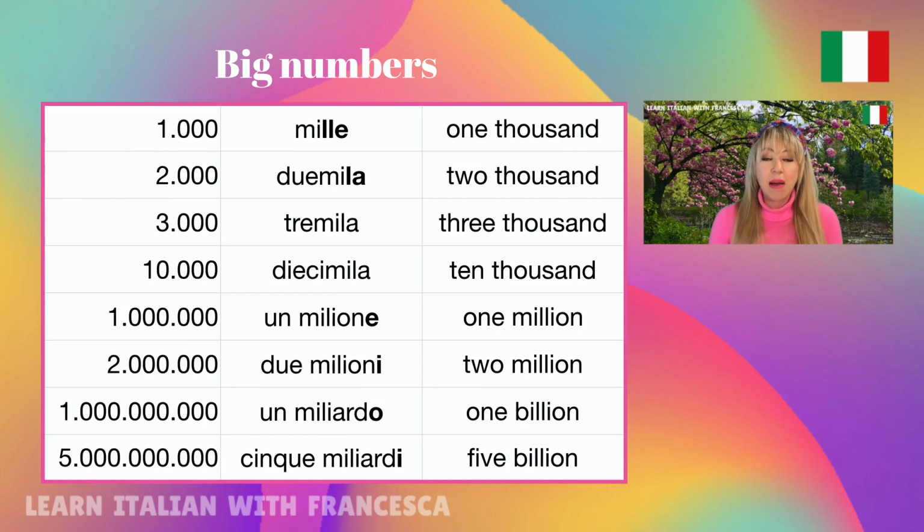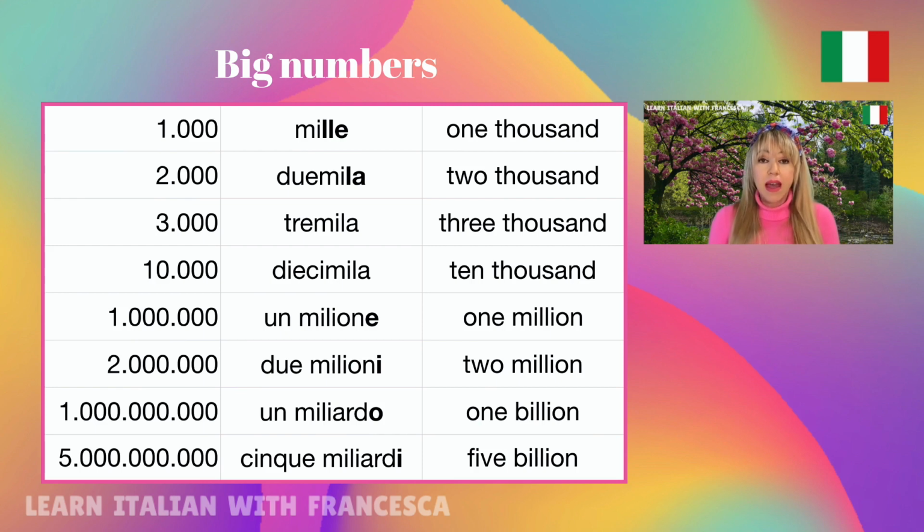Once you reach the number 1 million, in Italian it's essential to say the word one. So it would be un milione. Then in the plural, the milione changes to milioni. Example, 2 milioni.